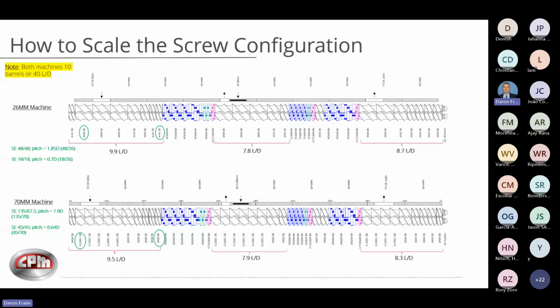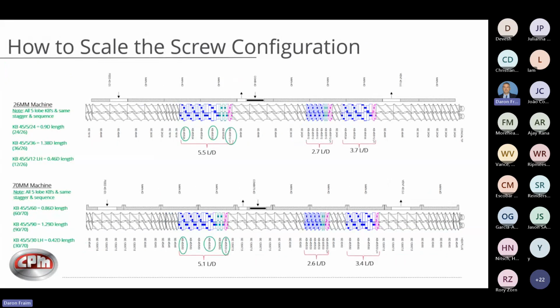and so forth. And if you look on the left here, I've noted the 4848 is a 1.85D for the small machine. I went with a 135 67.5, which comes out to about 1.9D on the 70. And then on the small one, the 1818, I'm about 0.7D. On the 70, I used a 4545, so I'm 0.64D. So the whole idea here is to try to equate these geometries relative to diameter size.